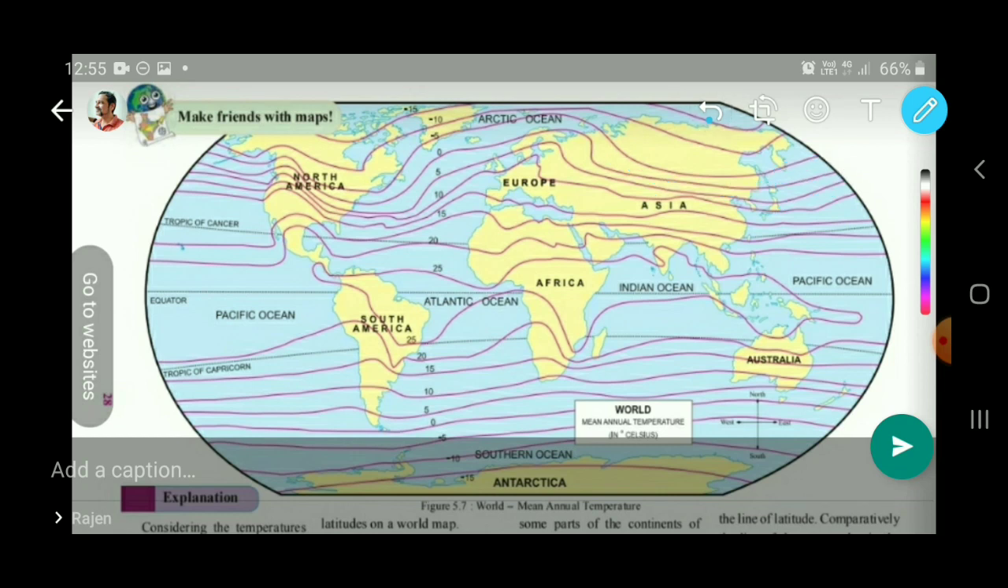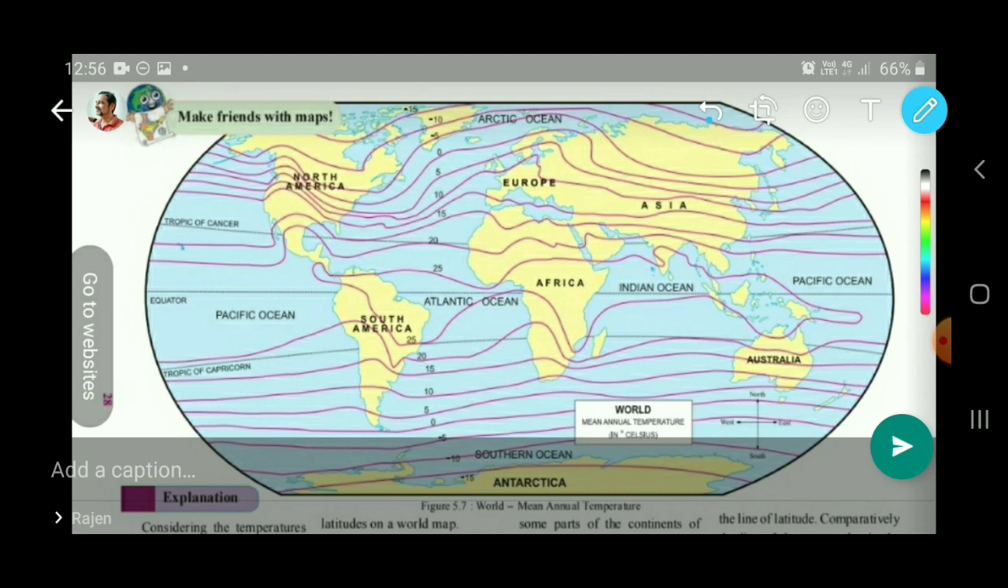The isotherms in the southern hemisphere are fairly parallel to the latitudinal lines. In the southern hemisphere, if you see, students, all these lines are straight and parallel to each other, but in the northern hemisphere, these lines are zigzag. Now what could be the reason for this?